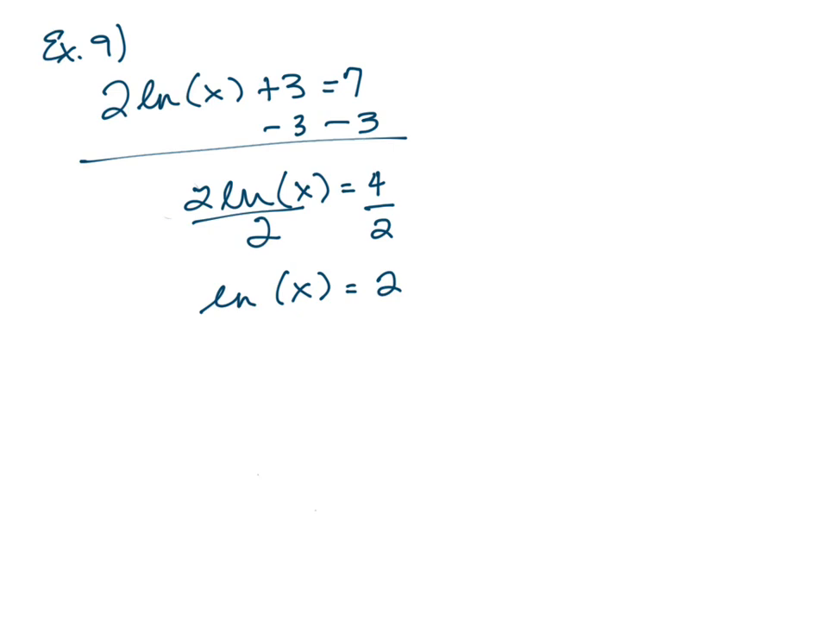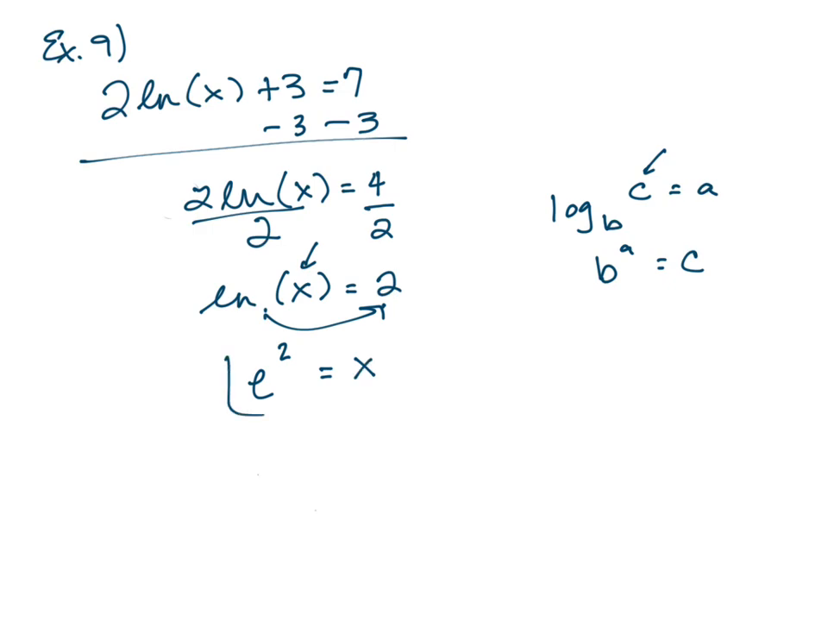e. Okay, so remember this. Log base b of c equals a. If I were to write that in exponential form, I would have b to the a equals c. Can you tell that in this particular problem, I'm looking for the argument c? So I can solve for x by taking the base to the power. What's the base? e, because it's a natural log. The base is e. So e to the second power is x.